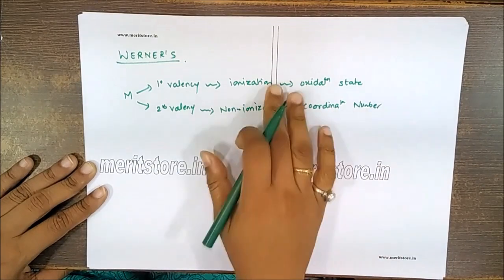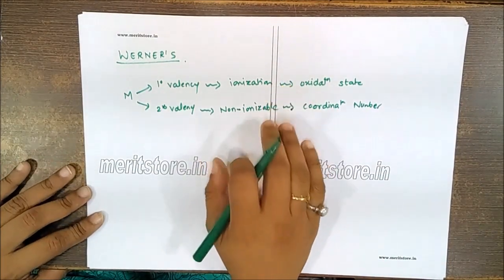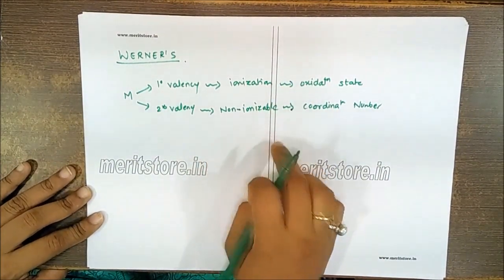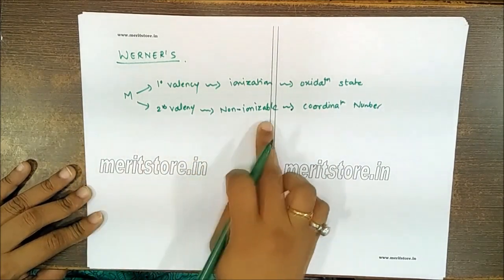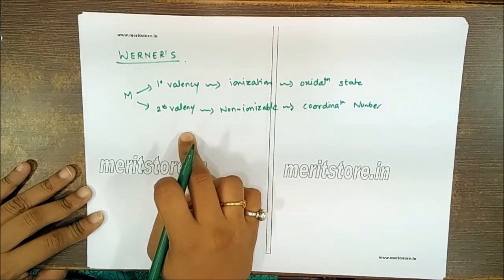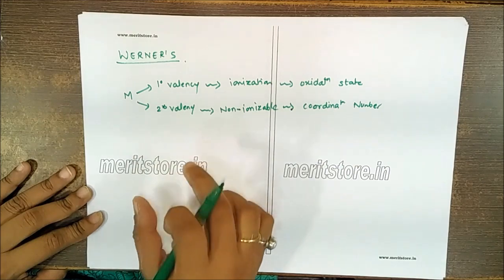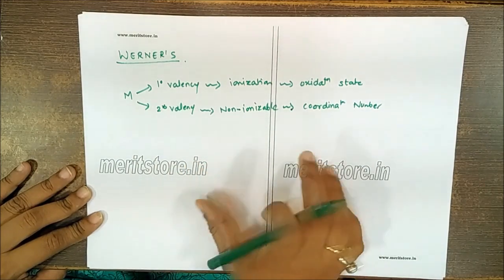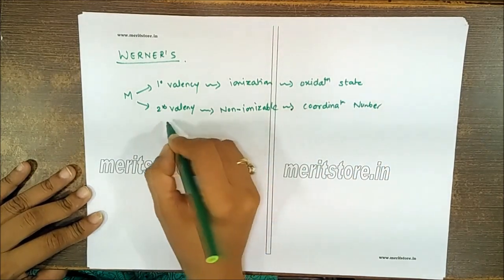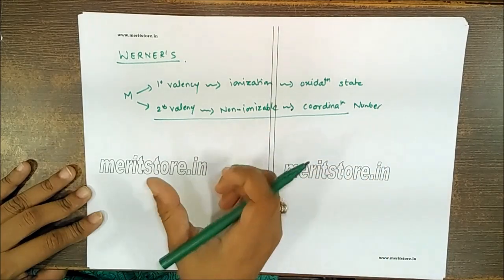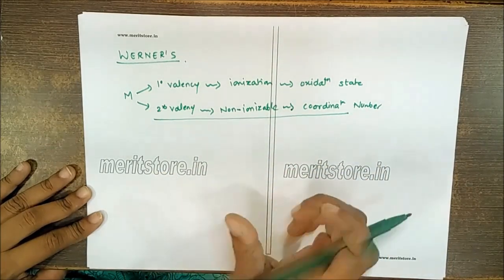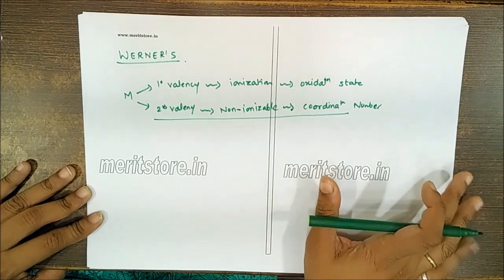So every element tends to satisfy both its primary as well as secondary valency. But when we talk about the metal, its secondary valency is fixed and it's always directed towards a fixed position in space. So in short, the secondary valencies of the element determine the stereochemistry of the complexes.